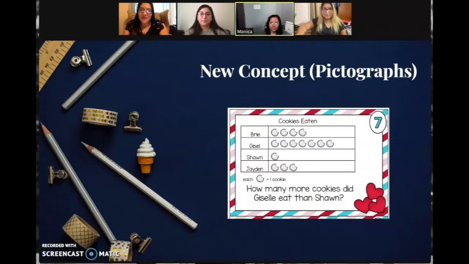Alrighty, class. So now that we've gone over the title and the label and the key of our graph, we're going to use all of that information to solve story problems. Who would like to tell me the title of this pictograph? Sulema? Cookies eaten. Great. And who would like to tell me the key for this pictograph? Monica? Each cookie equals 1. Thank you. Okay, so now that we know that information, we're going to go ahead and read our story problem. Who would like to read our story problem?